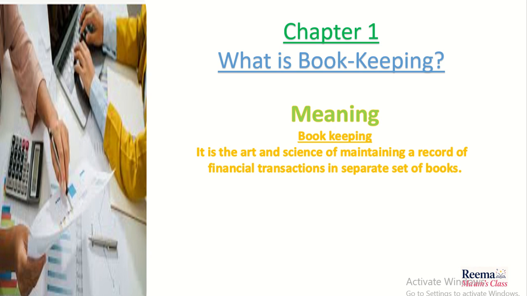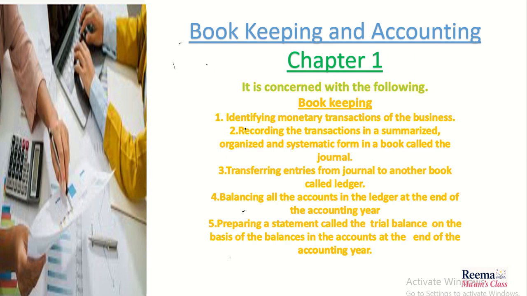For example, all the records of sales will be maintained in the sales book, all the records of purchases will be maintained in the purchase book, and all the cash transactions, how much cash goes out of the business, how much cash comes into the business, will be recorded in the cash book. So therefore, it is the art and science of maintaining a record of financial transactions in separate set of books. Okay, so what is bookkeeping? It is the art and science of maintaining a record of financial transactions in separate set of books.